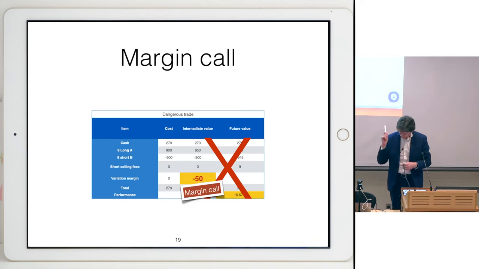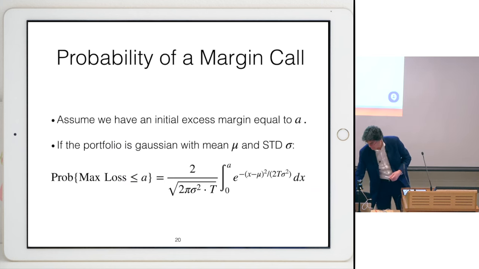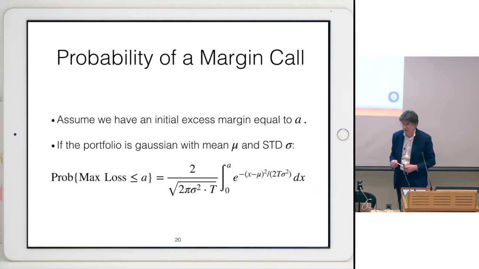If A goes very, very down and B goes very, very up, then everyone goes. Absolutely. Even with $500, you'll be at risk. Maybe even with $1,000, you'll be at risk. But 270 is just the point at which, if you go into this formula and calculate, the probability of a margin call is 100%.